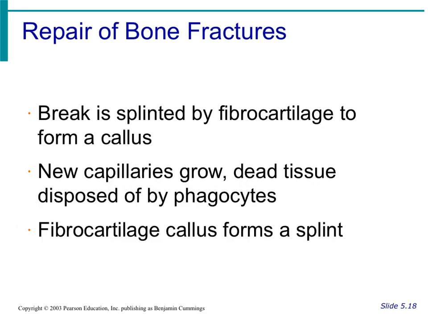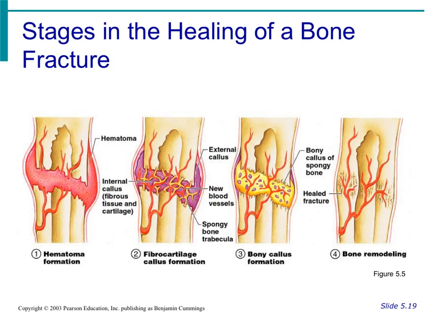Then the break is splinted by a fibrocartilage, and that's going to form what's called a callus. New capillaries can grow, and the dead tissue that's there is going to be disposed of by phagocytes. So those are cells that work with the immune system, and they can eat and digest dead cells and any other cellular structures that are loose. And then the fibrocartilage callus can form a splint.